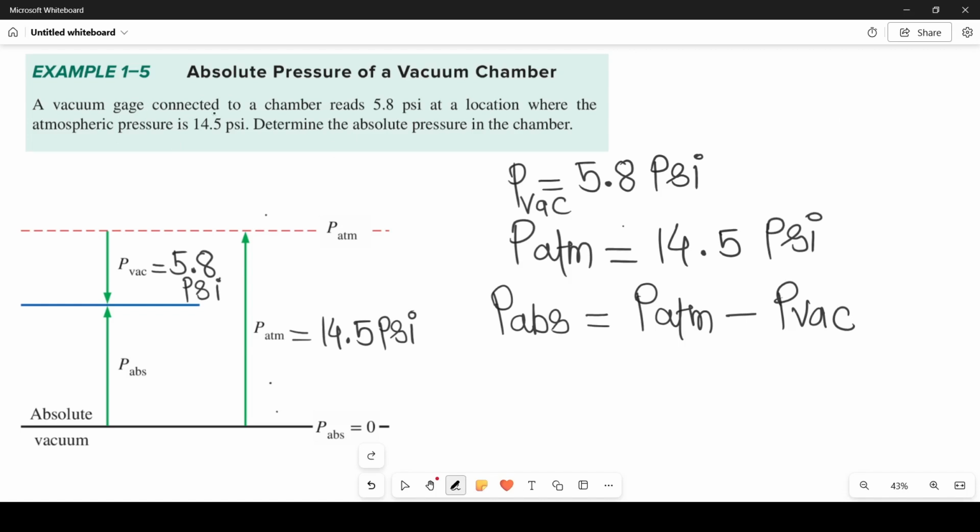So let us solve this numerical. A vacuum gauge connected to a chamber reads 5.8 psi at a location where the atmospheric pressure is 14.5 psi. Determine the absolute pressure in the chamber.